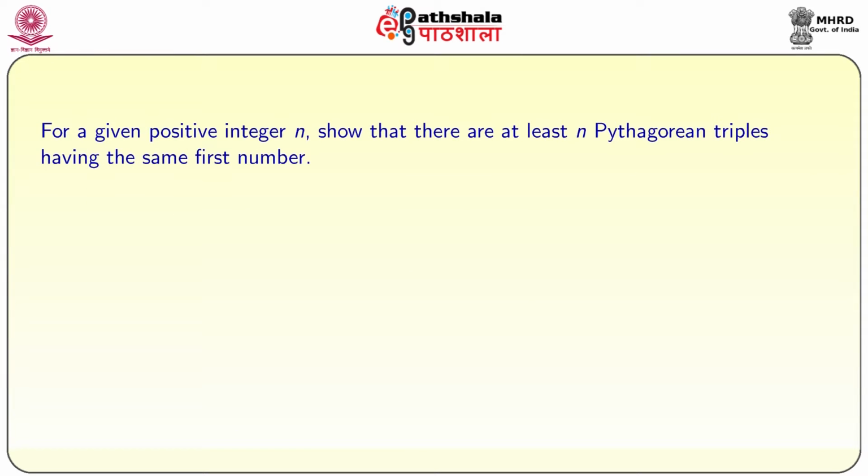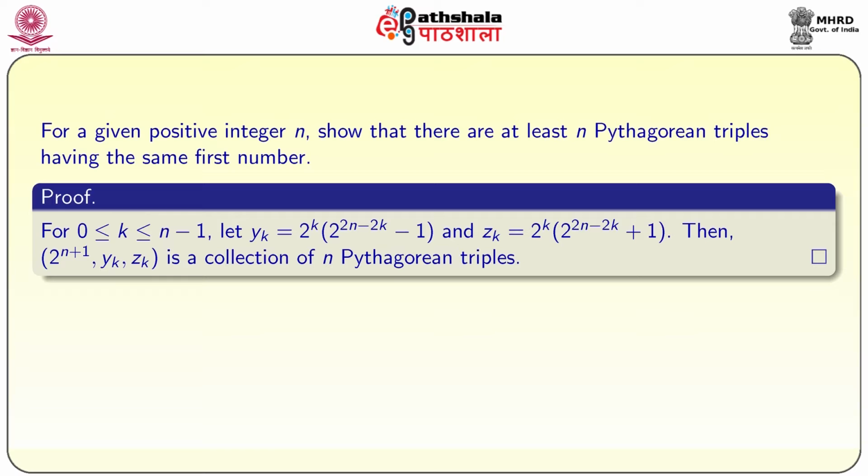Now, for a given positive integer n, show that there are at least n Pythagoras triples having the same first member. The proof is, for 0 ≤ k ≤ n−1, let us define y_k as 2^k (2^(2n−2k) − 1), and z_k is defined as 2^k (2^(2n−2k) + 1).